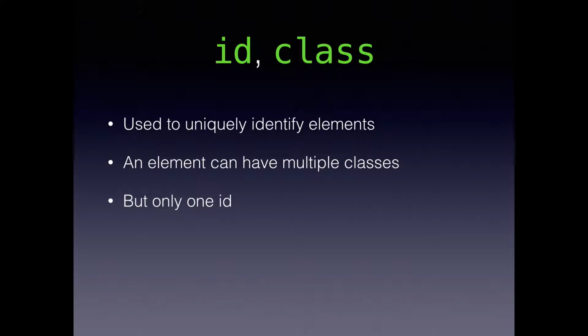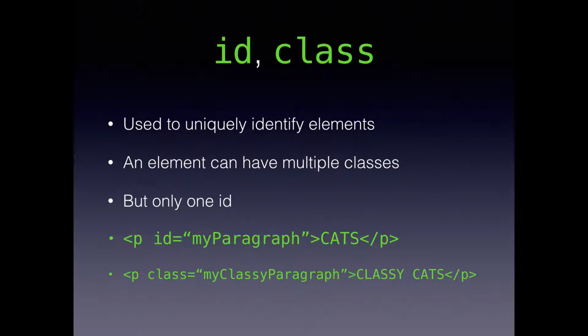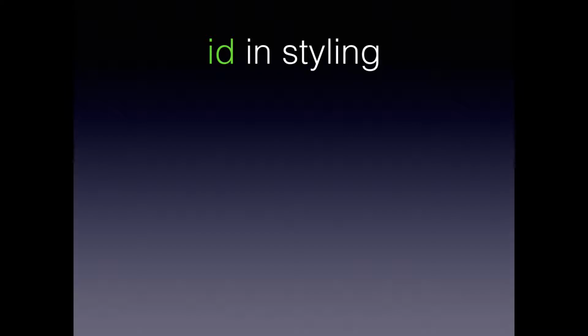Now, here's how we would apply an ID. Here's a paragraph tag. It has the ID attribute and it's set to my paragraph. And here's how we would use a class. And we also have a paragraph and it has the class my classy paragraph. Now let's take a look at how we would use ID in styling.